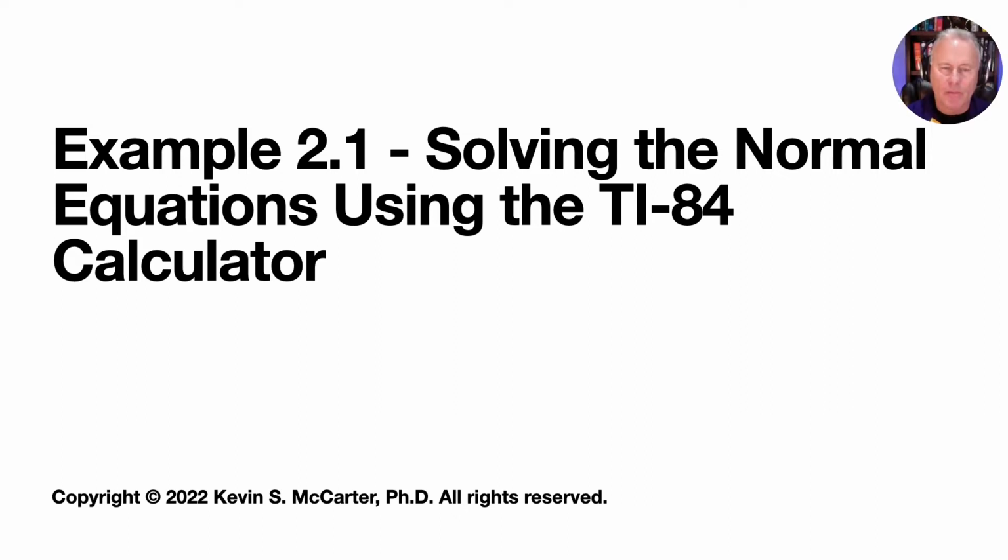In this lecture, I'm going to give a demonstration of how to use the TI-84 calculator to solve the normal equations and find the least squares estimators for the rocket-propellant data of example 2.1. We'll do this by forming the augmented matrix associated with the normal equations and then performing Gaussian elimination with Jordan reduction on the augmented matrix for the system using the calculator.